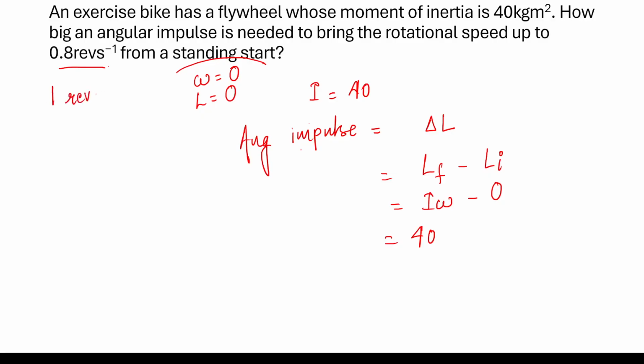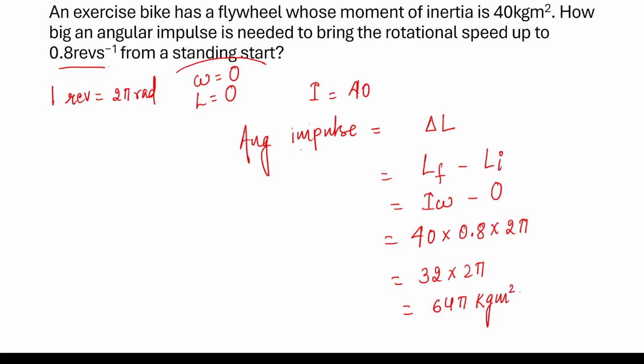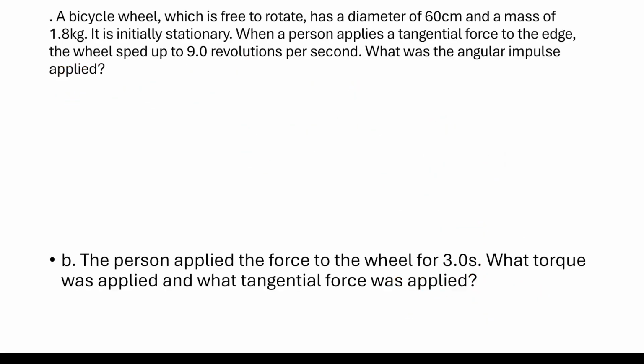1 revolution is 2 pi radians. So this becomes 40 times 0.8 times 2 pi. 8 4s are 32, times 2 pi. You can always use your calculator. 64 pi, and going for the standard units, kg meter square per second. That's the angular impulse. As simple as that. Going step by step, at any point in time if you're confused, just relate it to the linear motion.